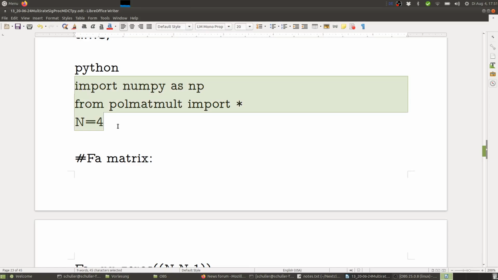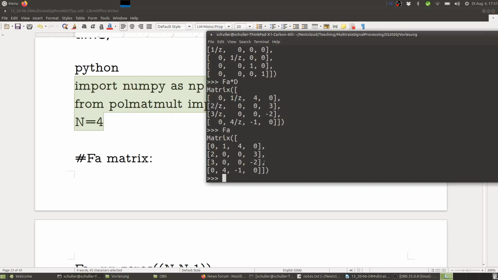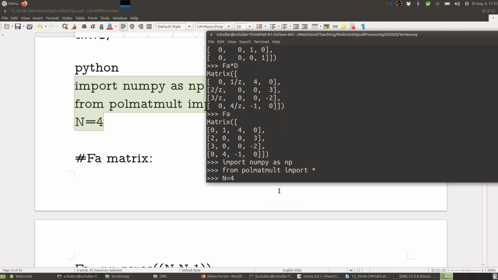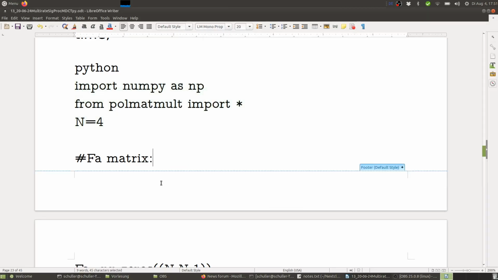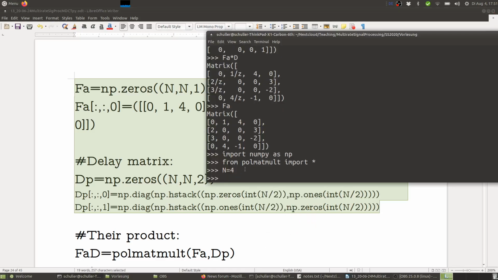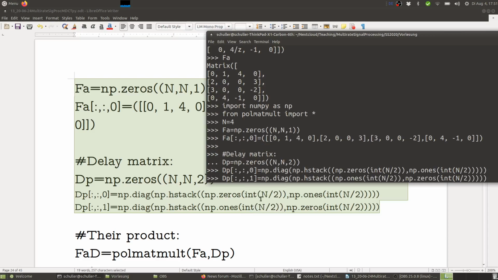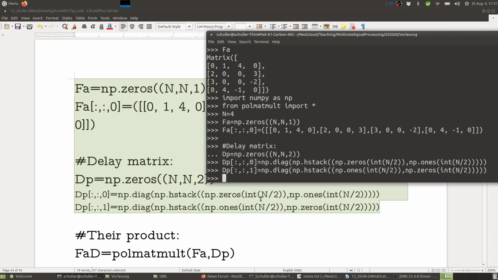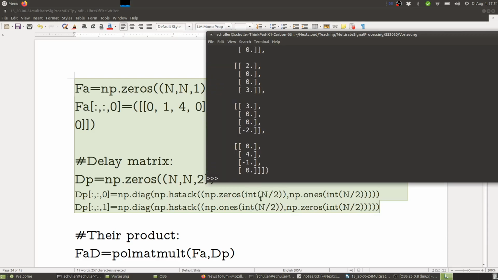So n equals 4, copy, paste. Here I'm defining those two matrices. Copy, paste. So we can see FA.